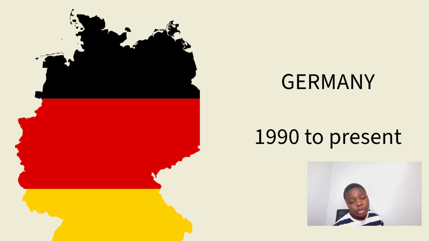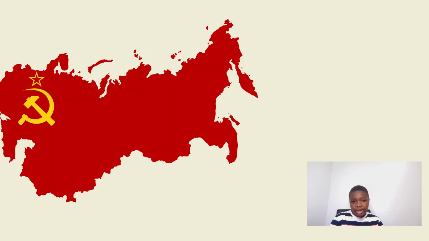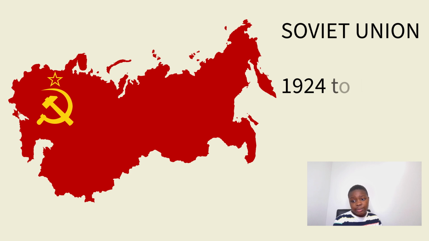Russia. Russia used to be called the Soviet Union, and this is how they look. They were the biggest country, and they're still the biggest country today. The Russians are actually collapsing because of the war in Ukraine. Anyways, the Soviet Union lasted from 1924 to 1991. Yes, the Soviet Union lasted for that long.